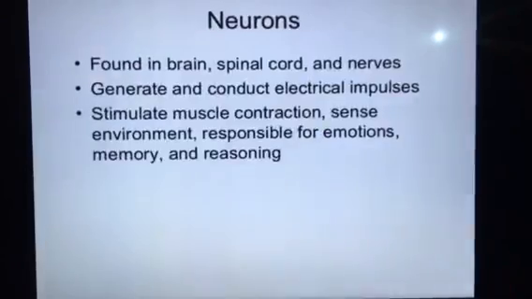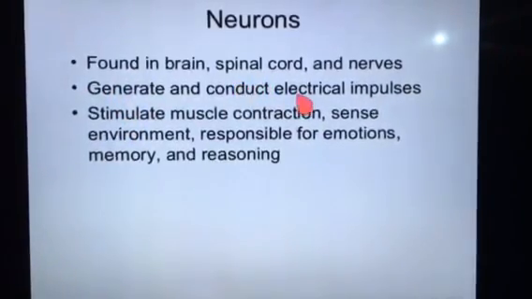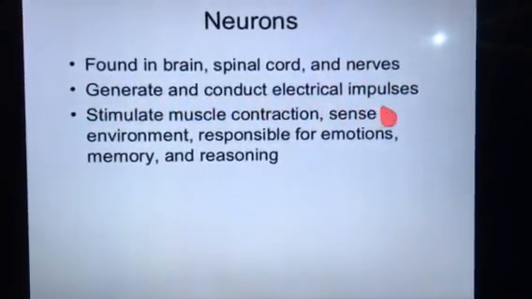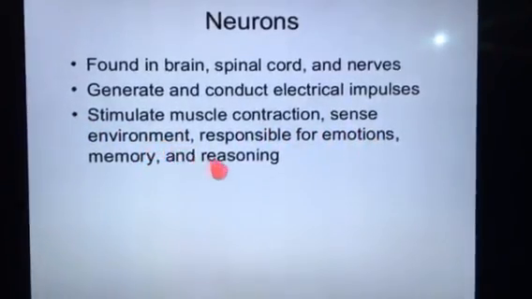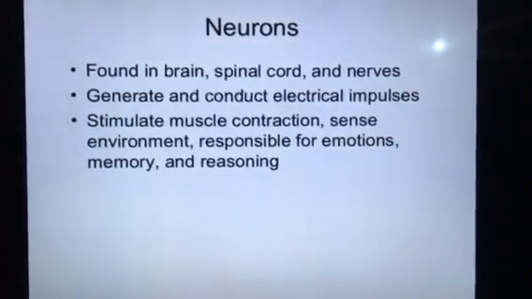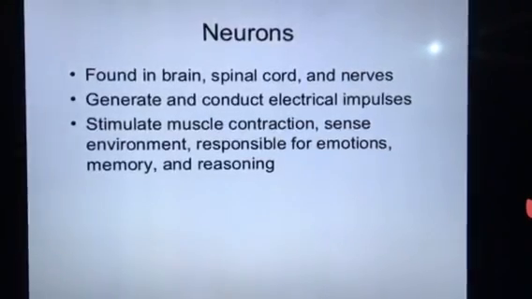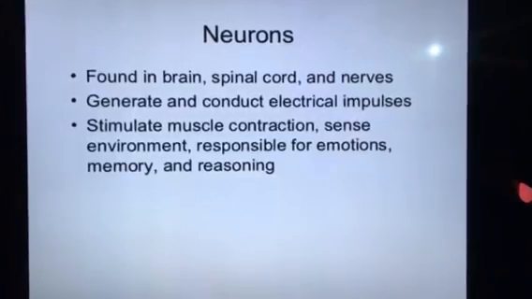And now the neurons, found in the brain, spinal cord and nerves, generate and conduct electrical impulses, stimulate muscle contraction, and sense the environment. They are responsible for emotions, memory and reasoning, and many other functions are controlled by the neurons. Action and relaxation are controlled by your neurons.